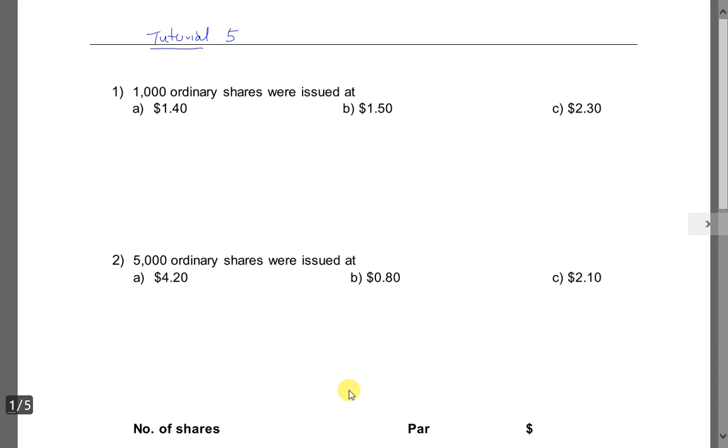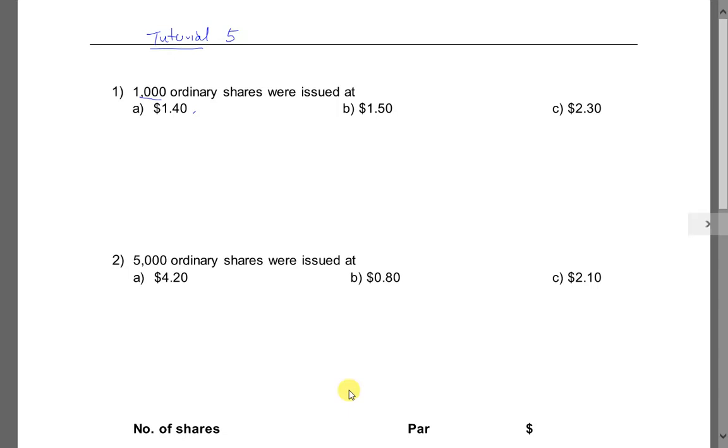Okay, for tutorial 5, I'm going to go through some of these examples. Before I go to the tutorial 5 proper questions, let's say we have 1,000 ordinary shares to be issued by the company. Issue shares to raise funds. 1,000 shares being issued at $1.40 each.